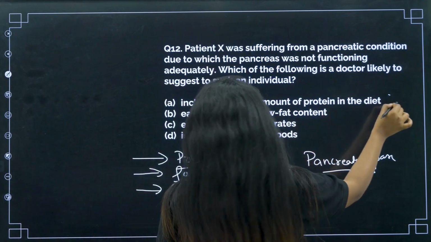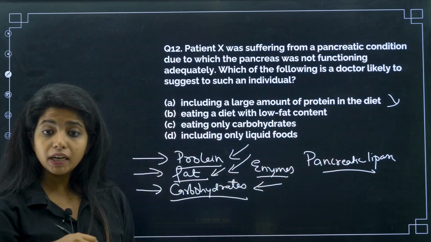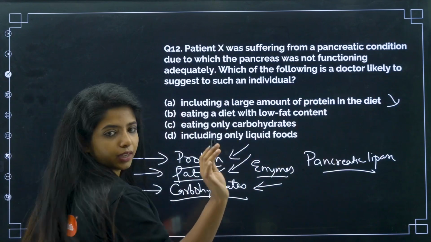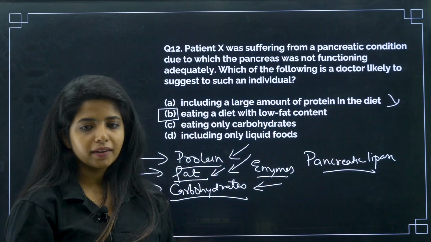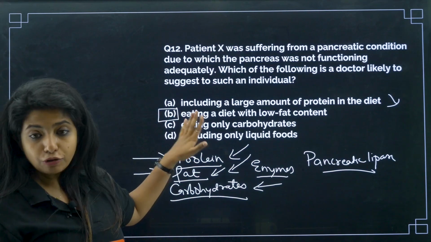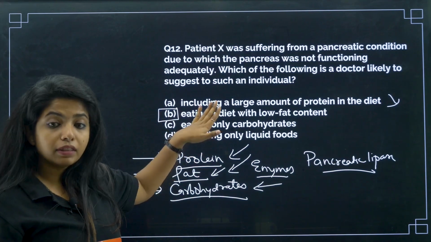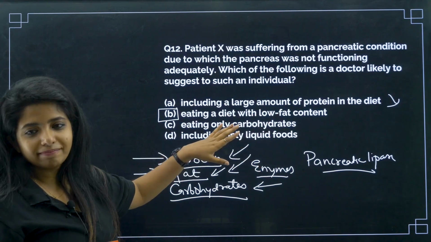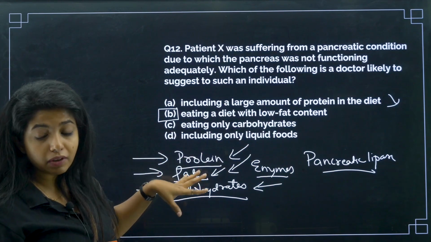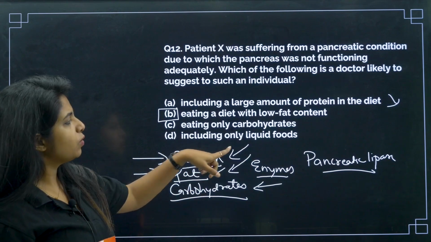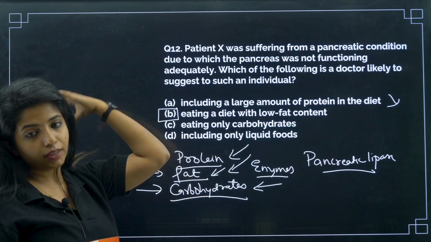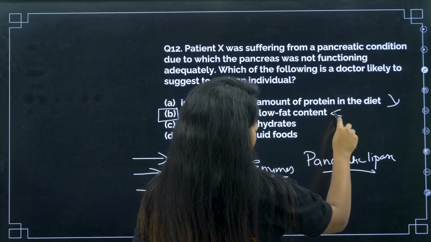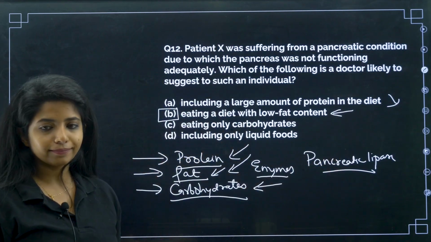So, this is wrong. Eating a diet with low fat content, yes, you should be having that. Sorry, not fight with fat. I hope now it's fine. So, I was saying that yes, you should be having a diet with low fat content. Now, eating only carbohydrates, again, no, you should not be doing that. You should be having less amount of carbohydrate. Including only liquid foods, no, my dear children, that is no cure for it. So, basically, this becomes your answer. Cool. Next question.